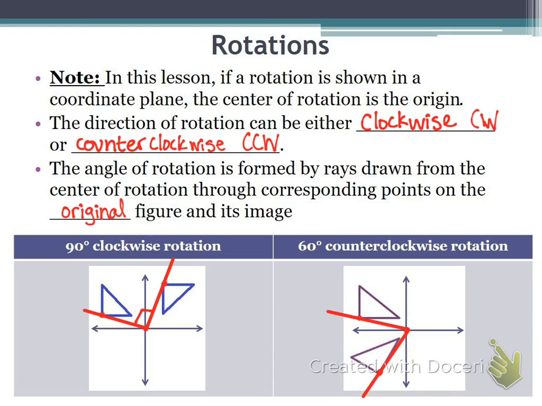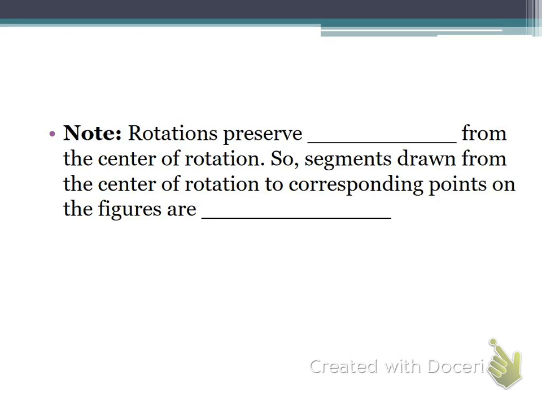Questions about rotations before we move to the next slide? I know today's notes are rather long. It's a big introduction to our transformations.